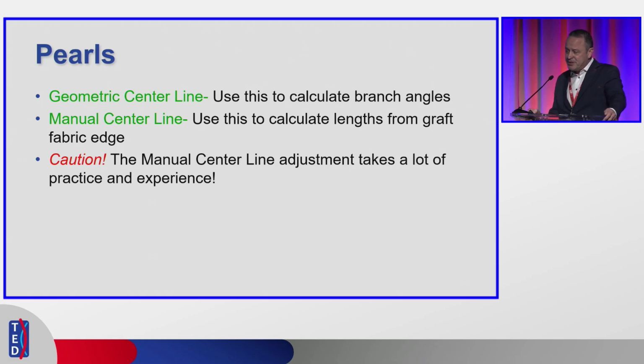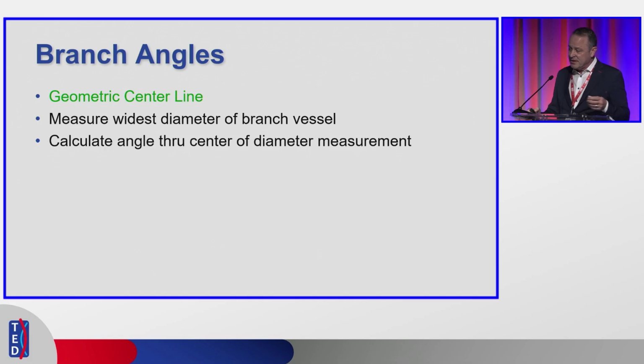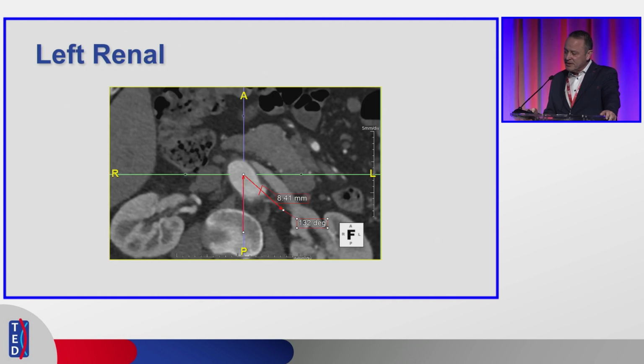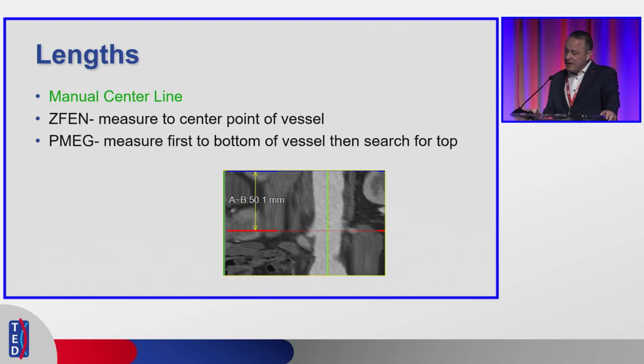These are some pearls. The geometric center line I use to calculate the branch angles, but the manual center line must be adjusted to calculate the lengths. I'll show you what I mean. I come down through the axial CTs, measure the widest diameter of the visceral vessel, and then calculate the angle through that vessel. Same thing for the right renal, same thing for the left renal. If you use the geometric center line and straighten out the image, TeraRecon in this particular case is going to put both of those renal arteries at exactly the same distance from the fabric edge, but they're not.